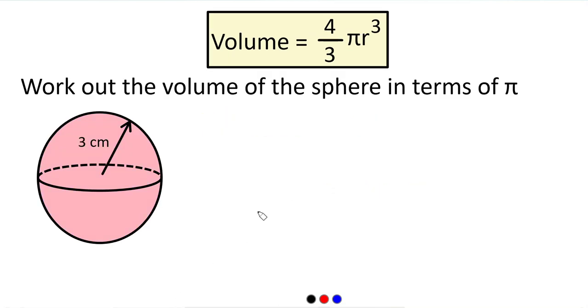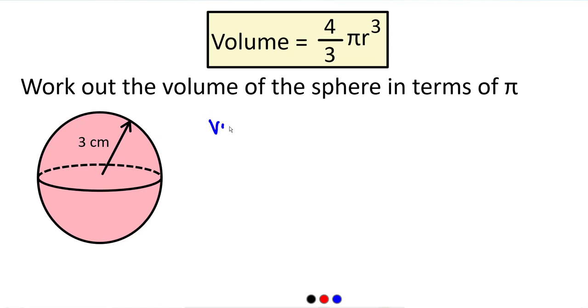Now in the second question, we have to work out the volume of this sphere, but this time in terms of pi. That means that when you solve it, you don't change the value of pi to 3.14. You leave it the way it is, and pi will have to be in the final answer. So let me show you how you may want to do this.